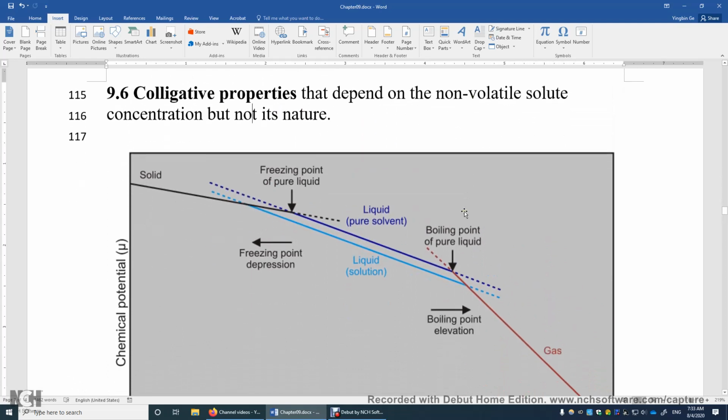As long as it dissolves, you just need to count the number of particles dissolved in a fixed amount of water. So that's why you add 1 mole sucrose, 0.5 mole sodium chloride, or 1/3 mole of magnesium chloride. You achieve the same boiling point elevation and freezing point depression approximately.